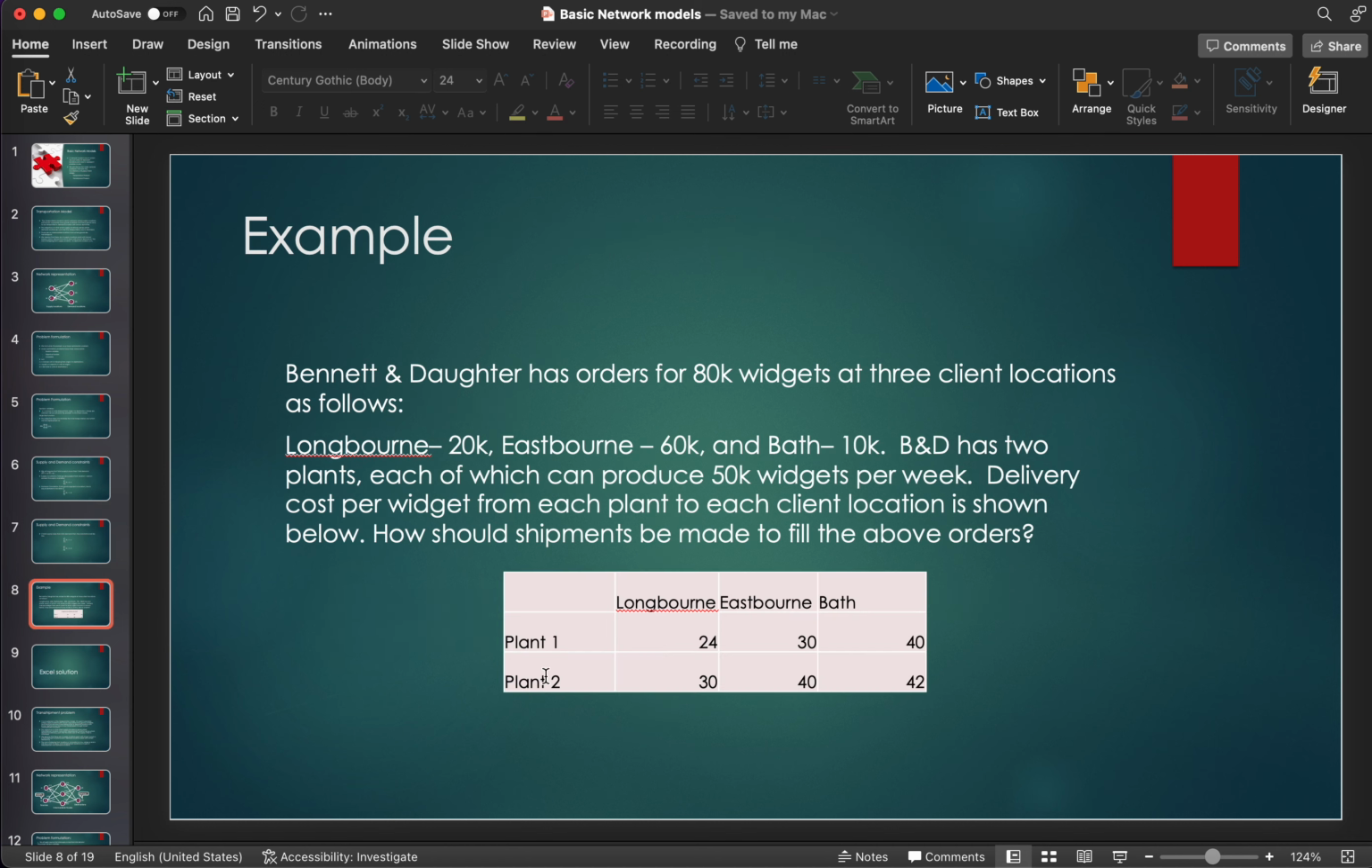Okay, let's look at an example here. So Bennett and Daughters have orders. Bennett and Daughters is a company that has orders for 80,000 widgets from three different client locations. So the three different client locations are Longbourn, Eastbourne, and Bath. And there are two plants that Bennett and Daughters own, and each of these plants can make 50,000 widgets. Now the demand at Longbourn is 20,000, demand at Bath is 10,000, and demand at Eastbourne is 60,000, right? So that's the data that we have. So the question is, how do you allocate these orders?